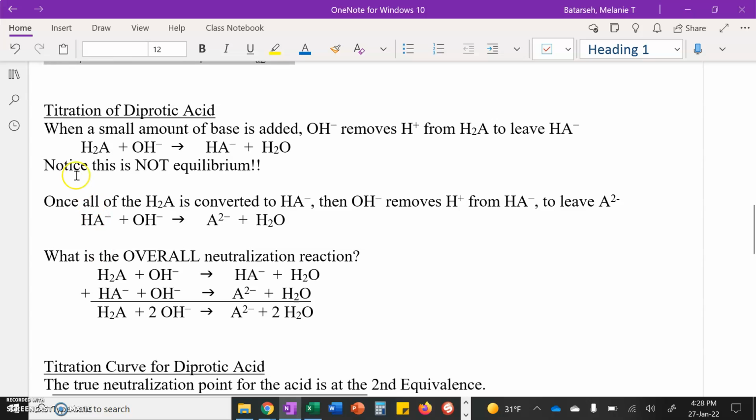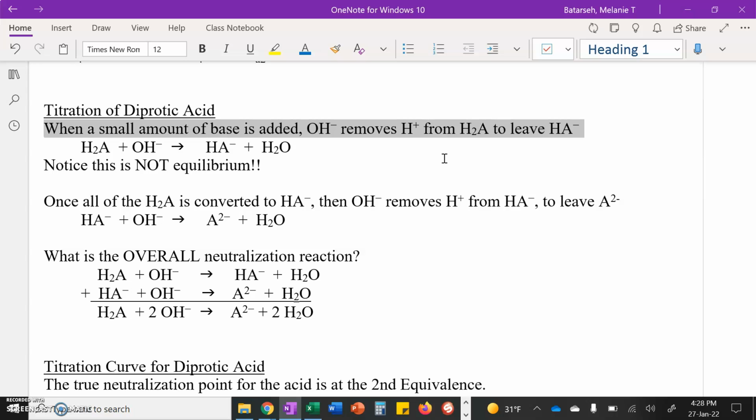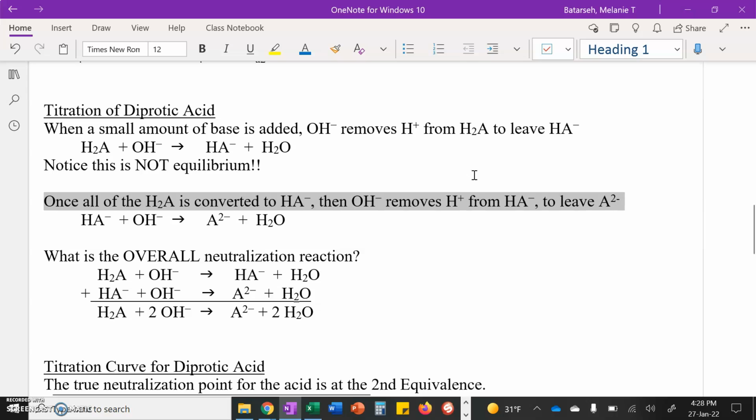If we look at the titration of a diprotic acid, just like one hydrogen is being released at a time, you also titrate one hydrogen at a time. So when you add a small amount of base, that hydroxide is going to remove H plus from the H2A first. This is an acid-base neutralization. This is not equilibrium. And it's not until all of the H2A has been converted into HA minus that that species starts to be neutralized. So after you neutralize all of the H2A, then you start on the second stage of neutralization.